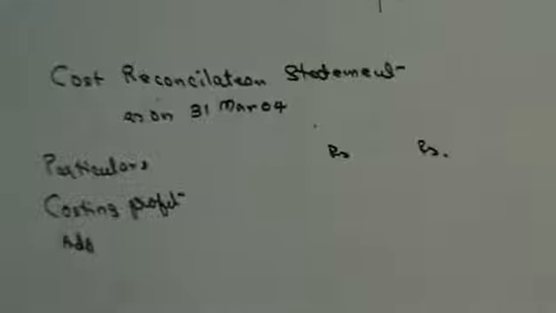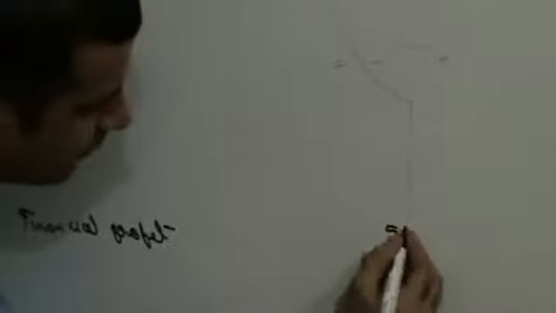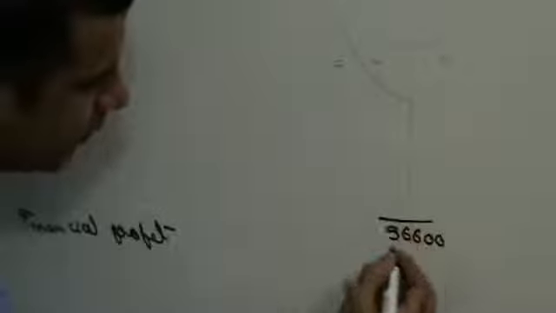Now let's start with the sum. We're doing illustration 1, page 127. The net profit of a company for the year ending 31st March 2004 is 56,600 as per financial records. Financial profit, guys, is given to you as 56,600.